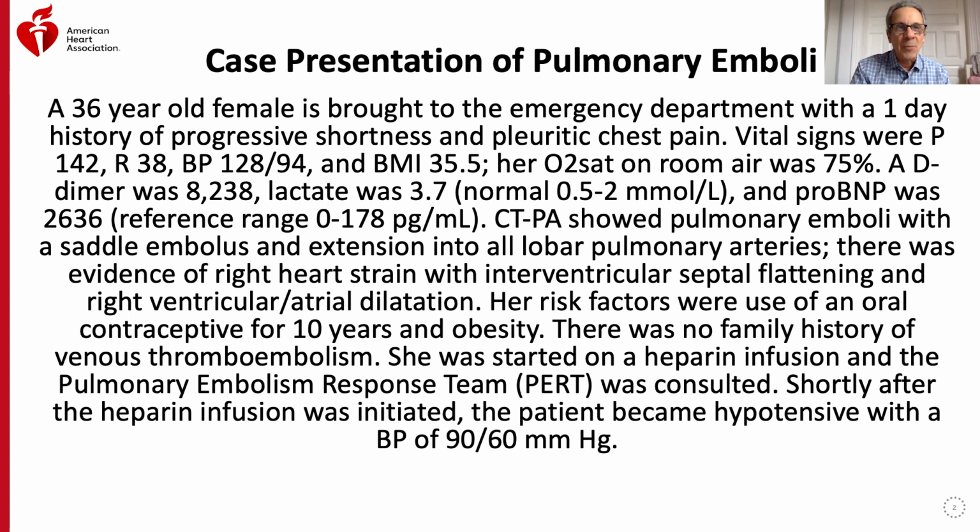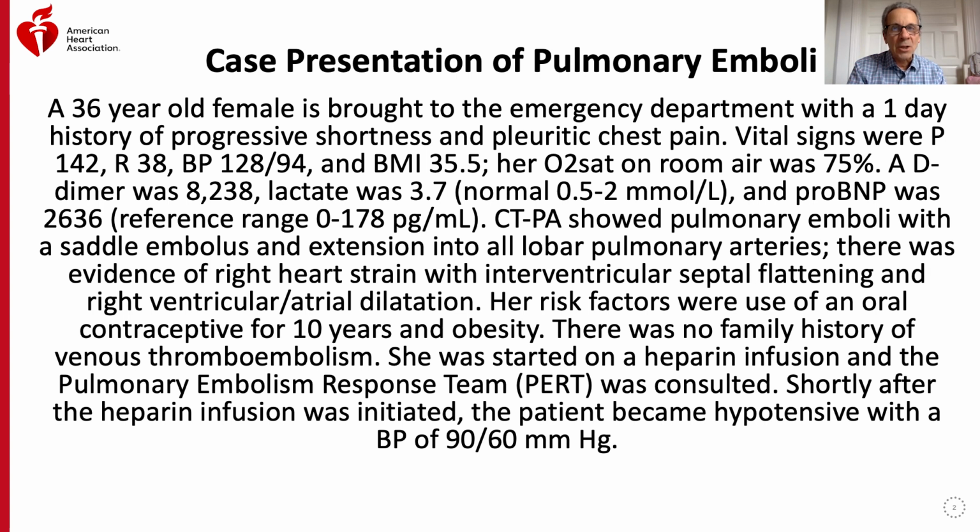This is a case of pulmonary emboli. A 36-year-old female is brought to the emergency department with a one-day history of progressive shortness of breath and pleuritic chest pain. Her vital signs showed a rapid pulse of 142. She's in respiratory distress with a respiratory rate of 38. Her blood pressure is okay at 128/94. And her body mass index is elevated at 35.5.